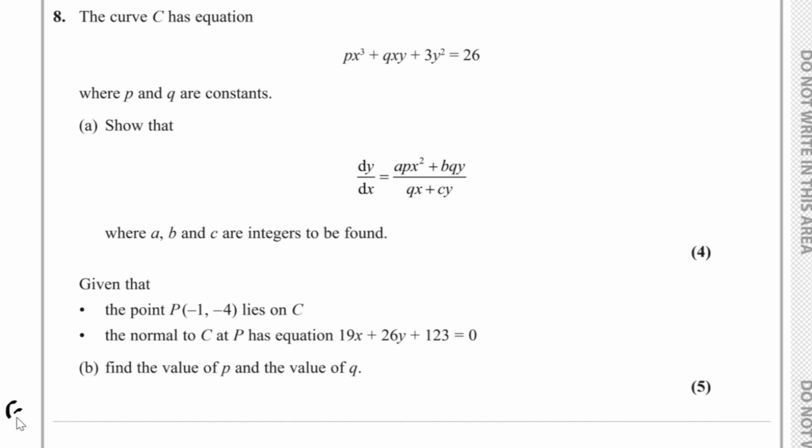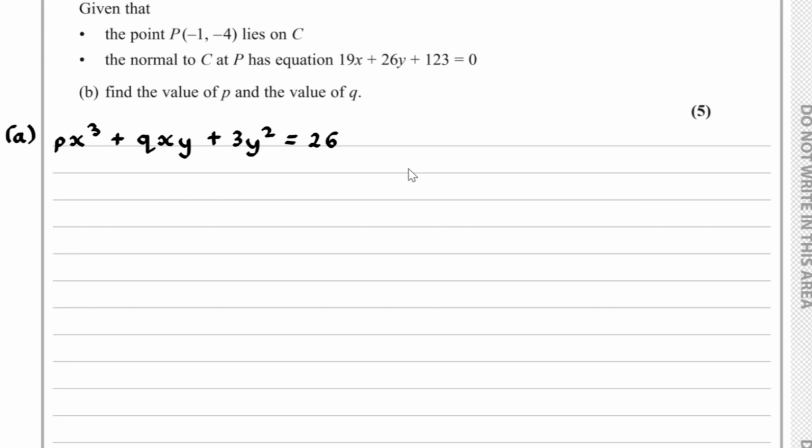So for part A, we begin with px cubed plus qxy plus 3y squared equals 26. We have to differentiate. And if we differentiate, of course, we've got terms containing both x and y. We'd have to differentiate implicitly. Differentiating px cubed, we end up with 3p x squared. Differentiating qxy, well, here we'd have to use the product rule.